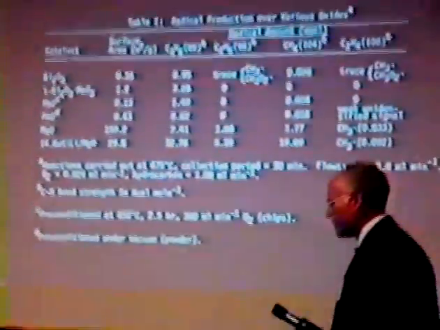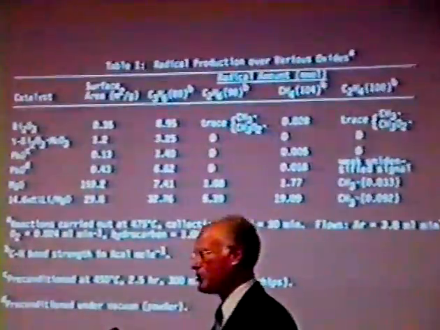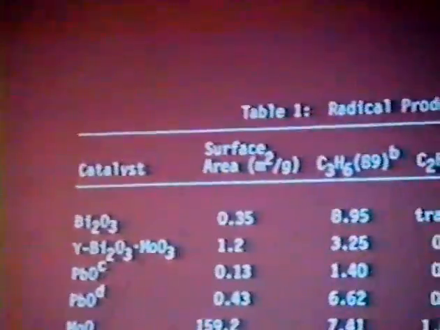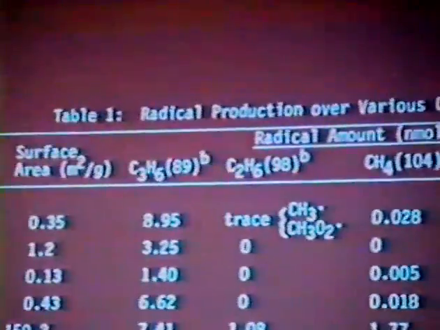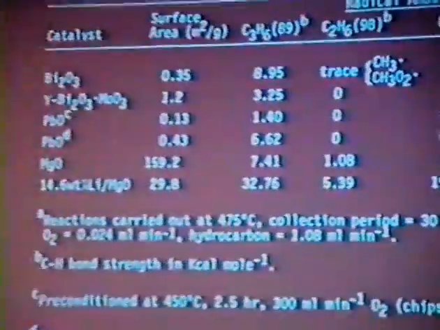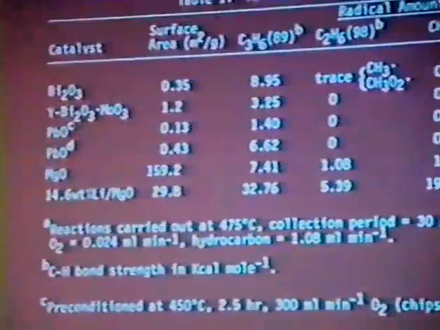Now, we were interested in doing a rather broad survey to see if we could determine the factors, both with respect to the type of metal oxides and the other factors with respect to the nature of the molecule itself, that gave rise to the formation of these gas phase radicals.